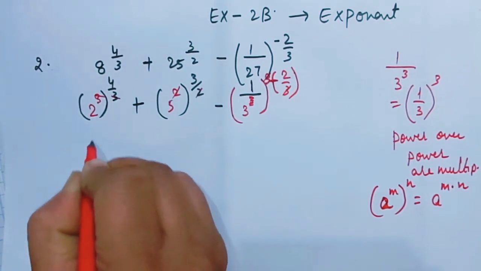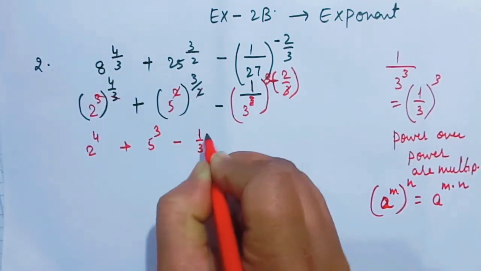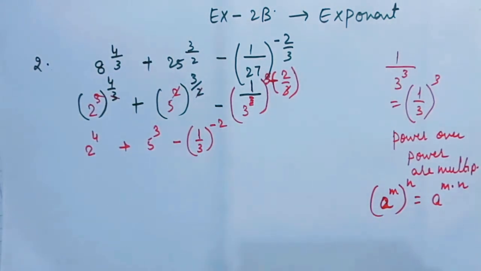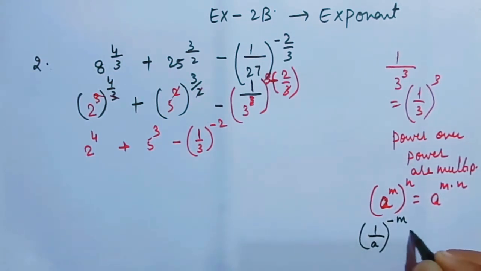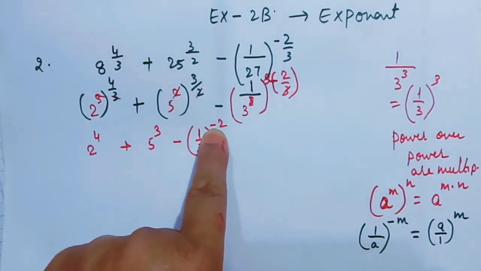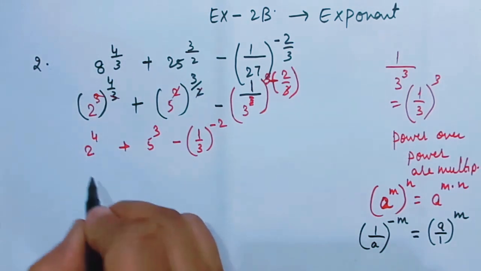So we got 2 to the power 4 plus 5 to the power 3 minus 1 by 3 to the power minus 2. Now, again one formula is used. The next formula which is used is 1 by a to the power m, that is a to the power minus m, can be written as a by 1 to the power m. Means, if you want to convert this negative exponent to positive, you have to change this one into its reciprocal form.